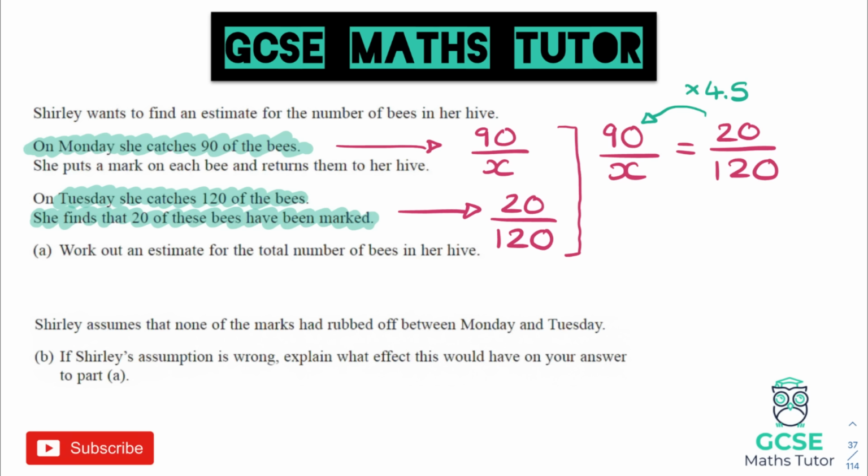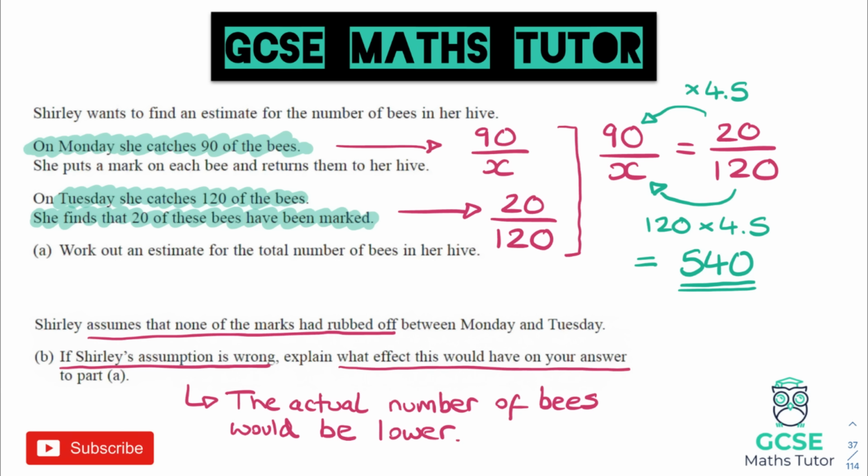All we're going to do is set them equal to each other and find how to make them equivalent. So for here, you've got to times the numerator by 4.5, so we just do the same to the denominator, and that will give us our total from the sample. Read any part B questions carefully and just make sure you give an answer that makes sense.